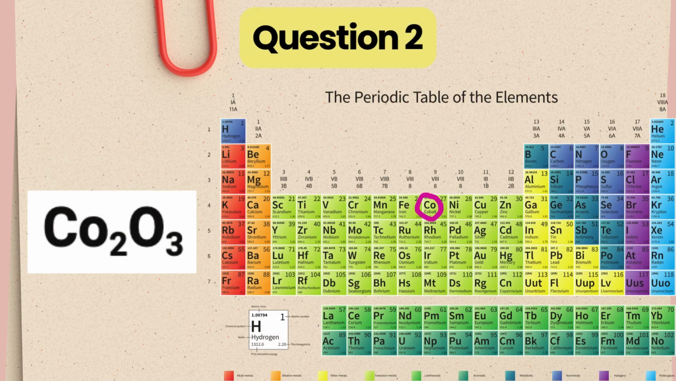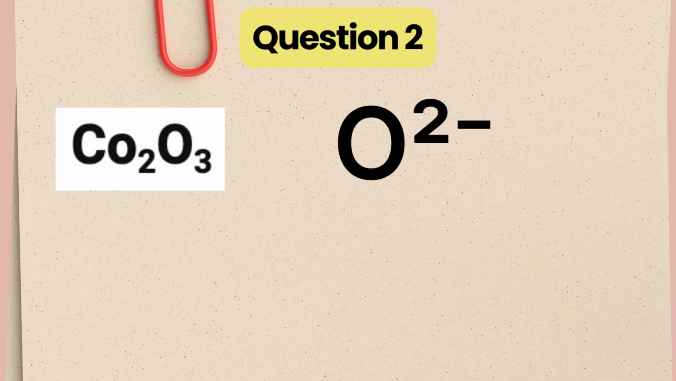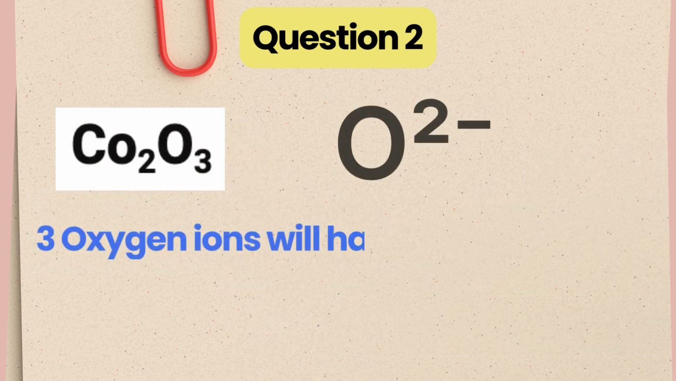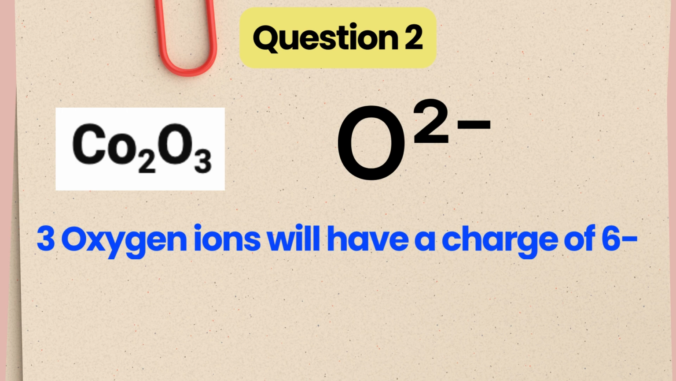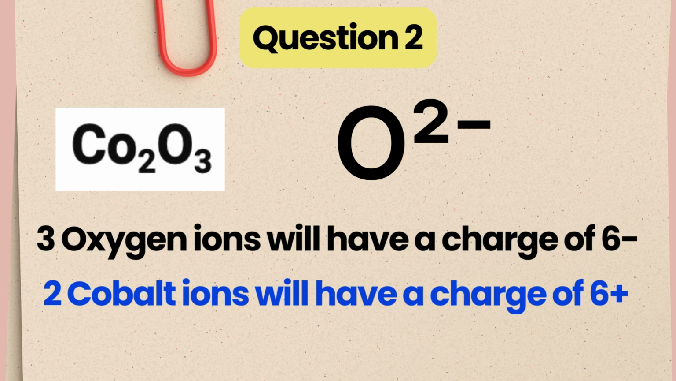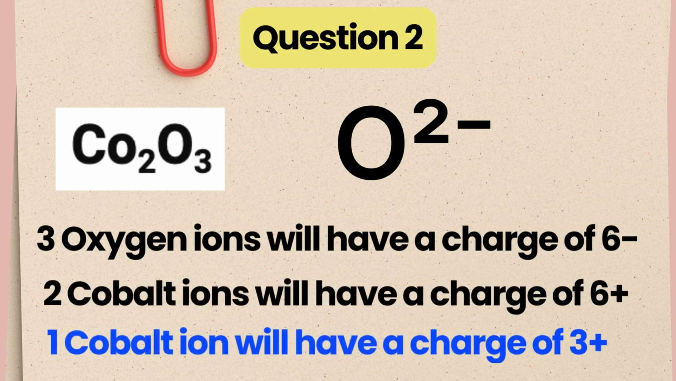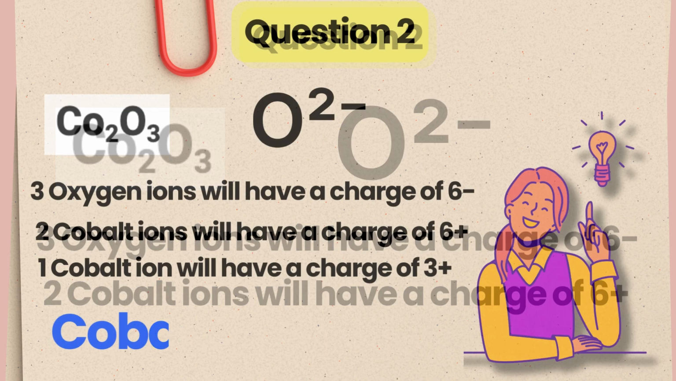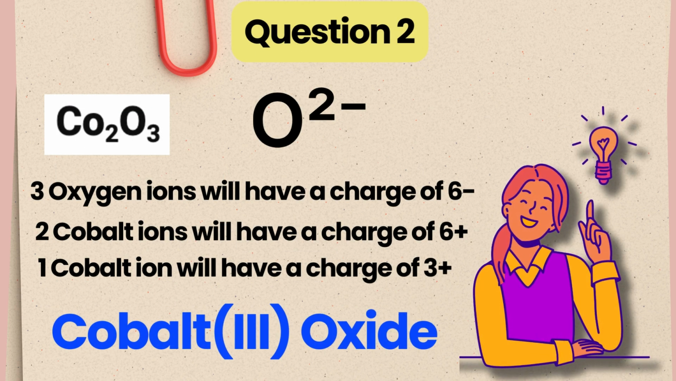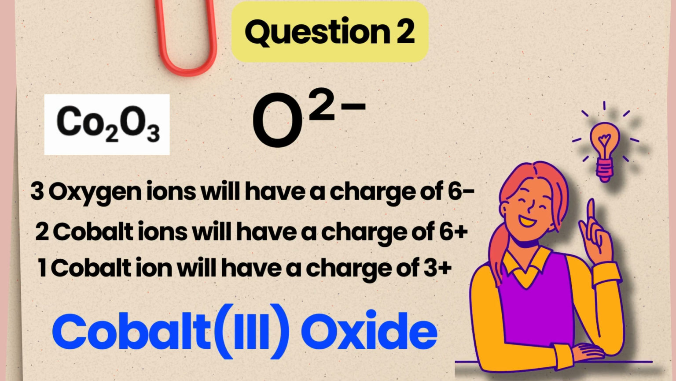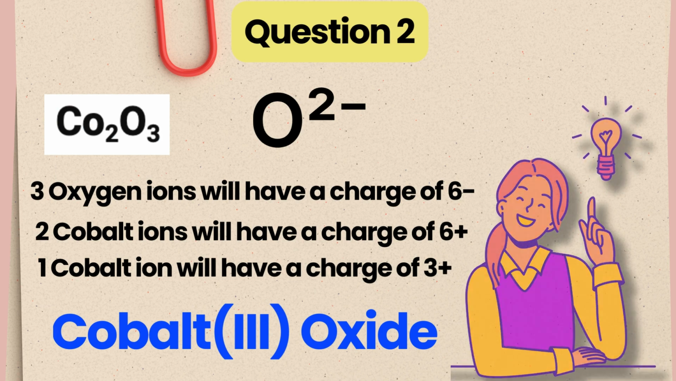Co2O3. Cobalt is a transition metal, so we need to find its charge. Oxygen ion has a charge of 2 minus. 3 oxygen ions will have a charge of 6 minus. To balance the charge of the compound, 2 cobalt ions will have a charge of 6 plus. 1 cobalt ion will have a charge of 3 plus. So the name of the compound is cobalt, Roman numeral 3, oxide.